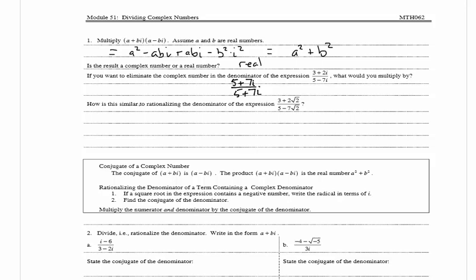And then it says, how is this similar to rationalizing the denominator of the expression 3 plus 2 square root of 2 divided by 5 minus 7 square root of 2? And we would multiply by 5 plus 7 square root of 2 divided by 5 plus 7 square root of 2. And 5 plus 7 square root of 2 is the conjugate to 5 minus 7 square root of 2.